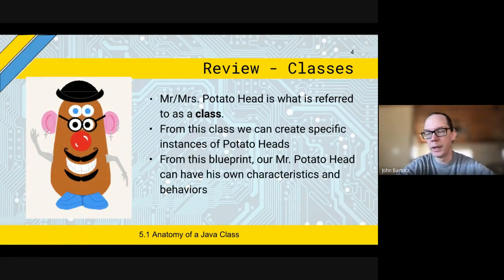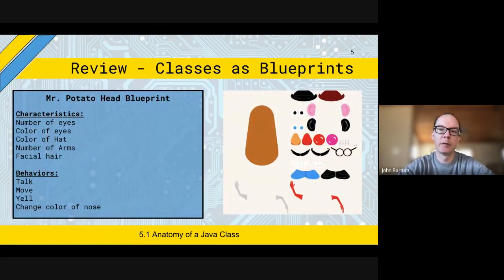So the analogy they use is Mr. Potato Head. And basically, your Mr. Potato Head can have a number of eyes, a number of arms, the color of their eyes. You have all these little pieces that you can stick on a Mr. Potato Head, right? But the template doesn't tell you exactly how to do it. It just says, here are all the possibilities. So it has characteristics or properties and behaviors or methods, right? You can make the Mr. Potato Head talk or move or yell. You can change some of the properties with methods.